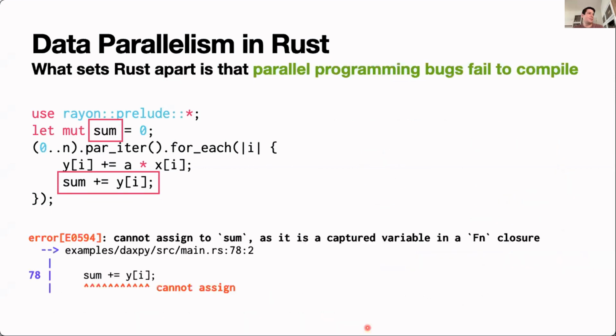What sets Rust apart from C++ and Fortran is that this type of parallel programming bug actually fails to compile. You will get a compilation error saying you cannot modify sum here. You're not allowed to. And you can try to trick Rust with pointers and references and so on, and it will always fail to compile. There is no way to get this code to compile in safe Rust and get that bug back. So this is the main thing that makes Rust special for parallel programming.